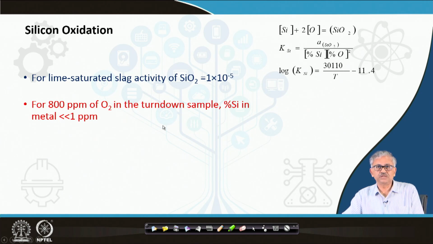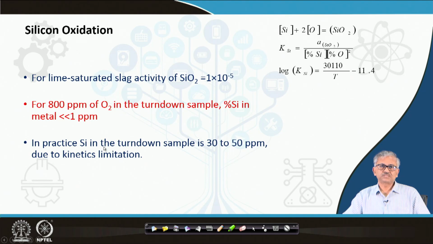So thermodynamically, for lime saturated slag, the percentage of silicon in the metal can be reduced below 1 ppm. It is easily possible to bring it down below 1 ppm, but it is quite difficult to bring it down below 30 to 50 ppm because of kinetic limitation. In practice, silicon in the turndown sample is around 30 to 50 ppm.